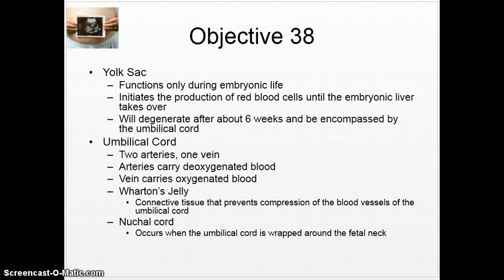Sometimes the umbilical cord can be wrapped around the fetal neck or around a body part. At that point, it is called a nuchal cord. A nuchal cord occurs when the umbilical cord is wrapped around the fetal neck.